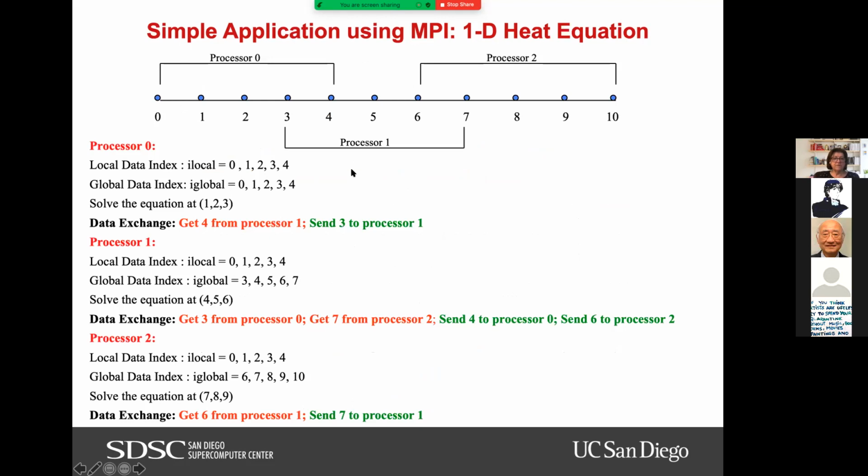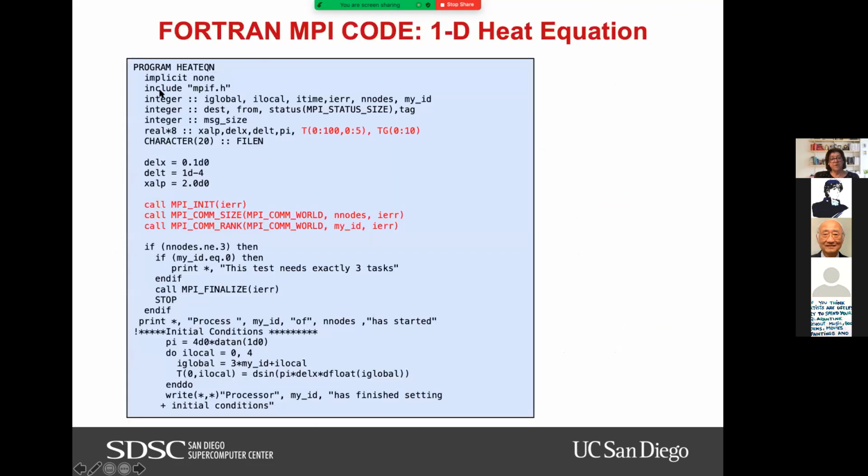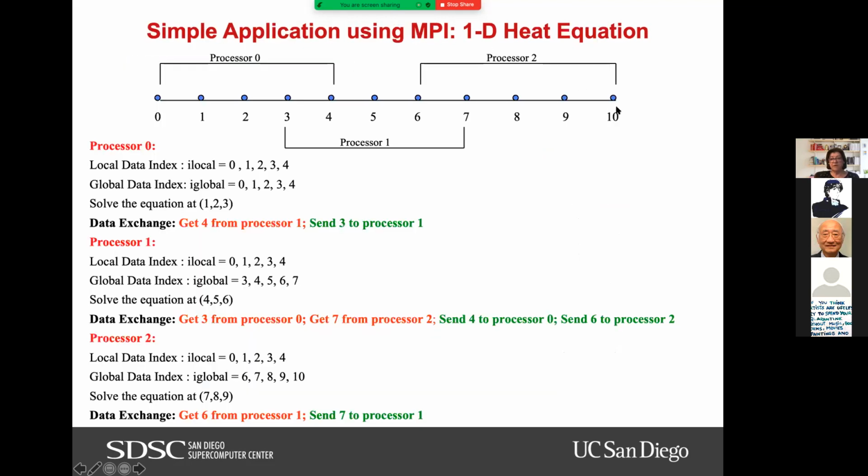Okay, so a little more detail here. Processor zero, one, and two each have their own local data index and then the global data index. The points zero through 10, those are the global data index. But each of these has their 5 points, 0, 1, 2, 3, 4. Processor one has its local data index, 0, 1, 2, 3, 4. But the global data index is 3, 4, 5, 6, 7. And so you can see that pattern then for processor two.